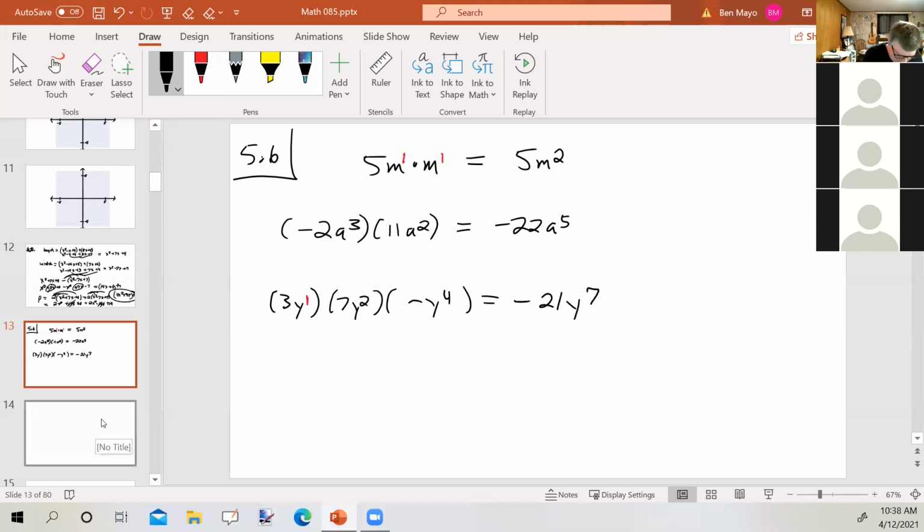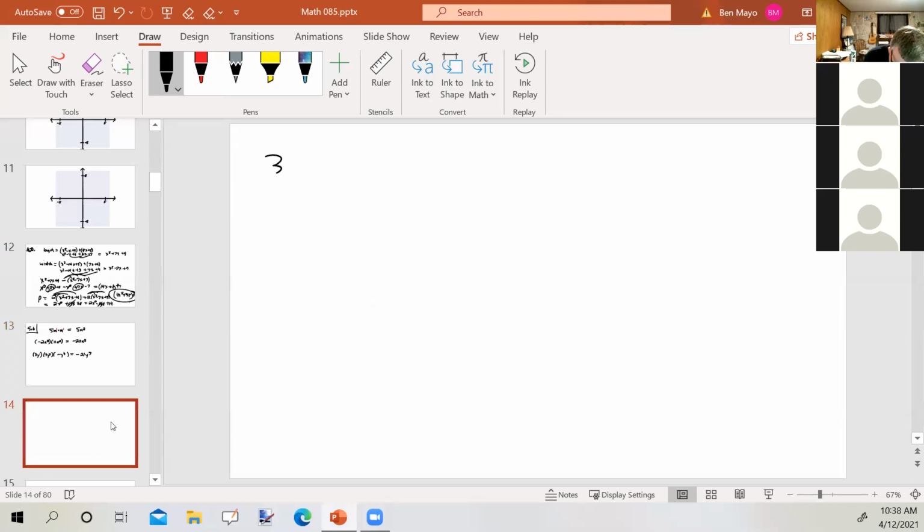Let's say we've got this situation. We've got 3a times the quantity a plus 2. So now we're going to distribute the 3a. So we get 3a squared plus 6a. I can't go any further because a squared and a are not like terms.